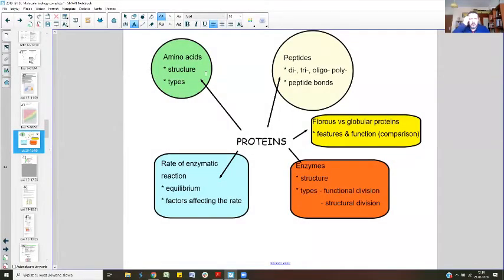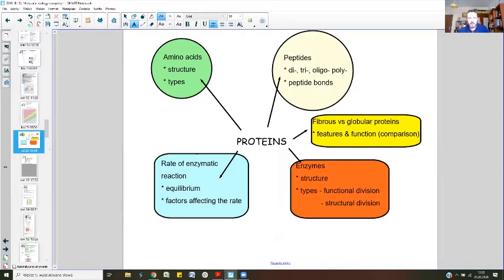Okay, welcome to the lesson devoted to proteins. In the first part, we are going to talk about the basics: the structure of the building blocks of proteins, so amino acids, then the peptides, so how the amino acids join together and what structures they form, and then the differences in the two main types of proteins, fibrous and globular.